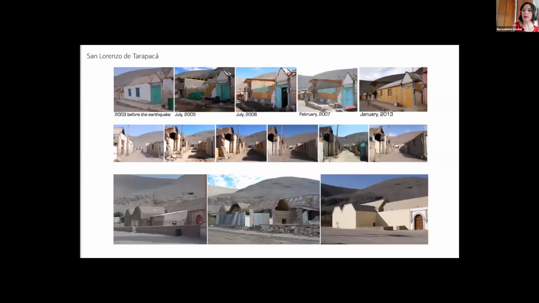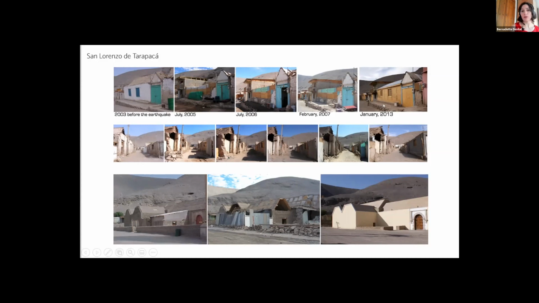Other buildings in Tarapacá were intervened as well, but not by the government, just by the owners, and were adapted only by changing the material. So they saw here that adobe didn't perform well, but it's not only because of adobe, it's because of many other reasons.